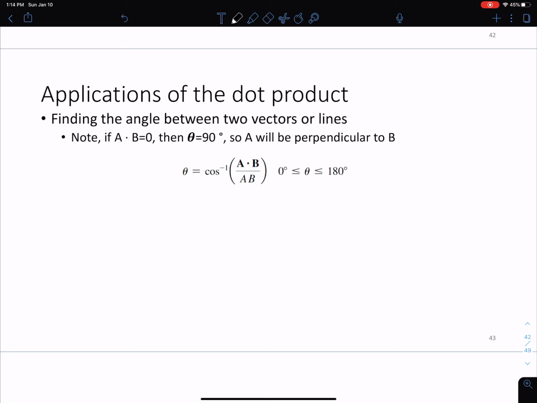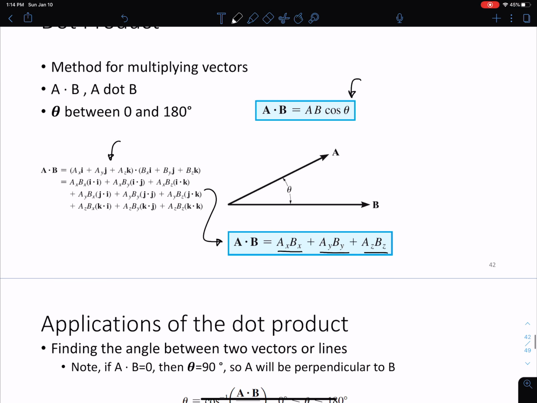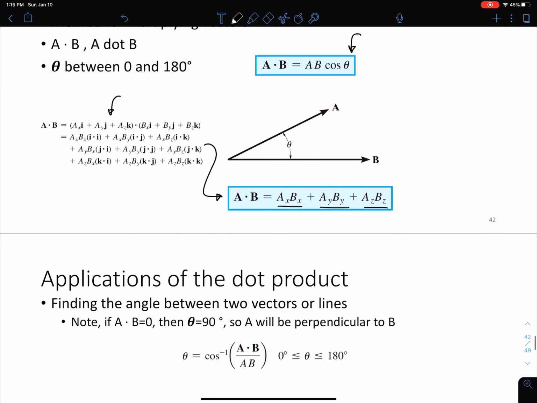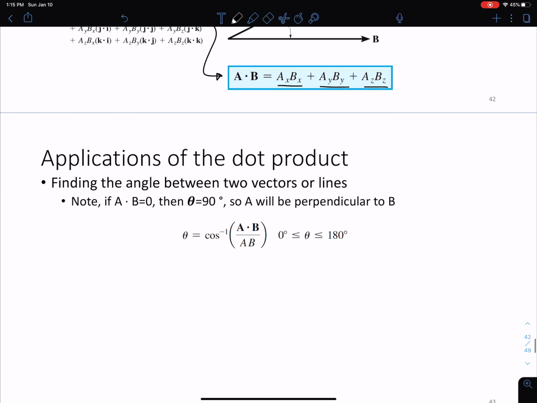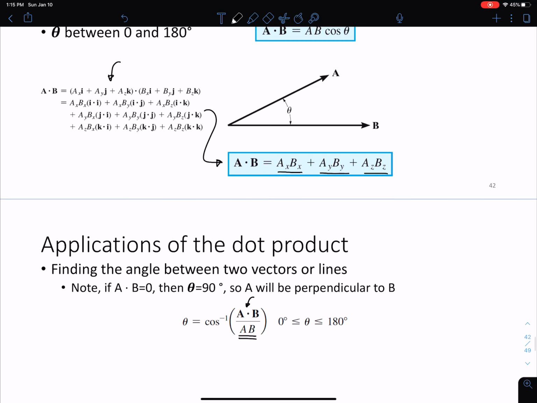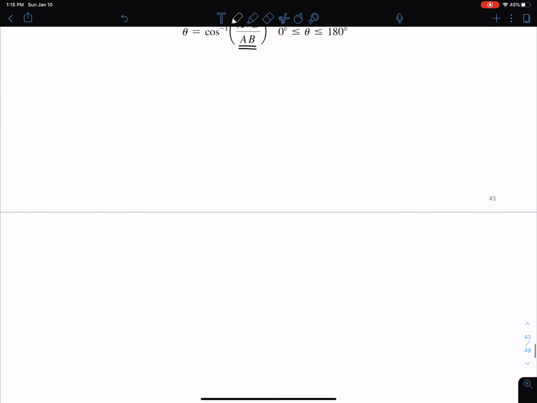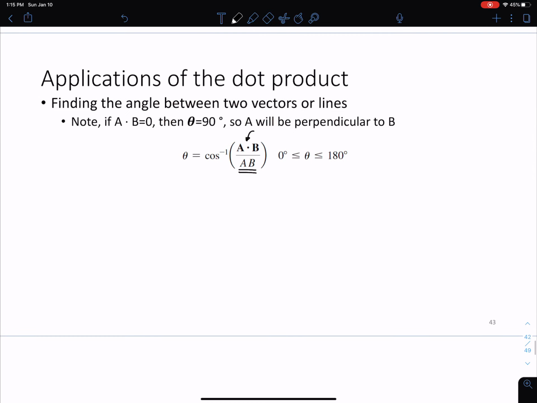The first is finding the angle between two vectors or lines, which is where we would use this equation, A dot B equals AB cosine theta. If we rearrange this, we get A dot B, which is the dot product, divided by the magnitudes, and then we'd take the inverse cosine of that, and we'd be able to solve for the angle that exists between both of those vectors that we're multiplying, okay?